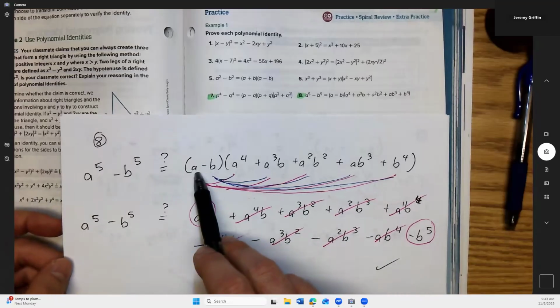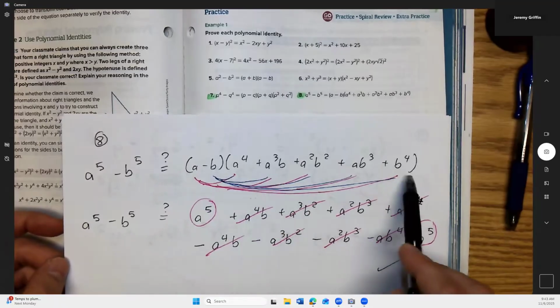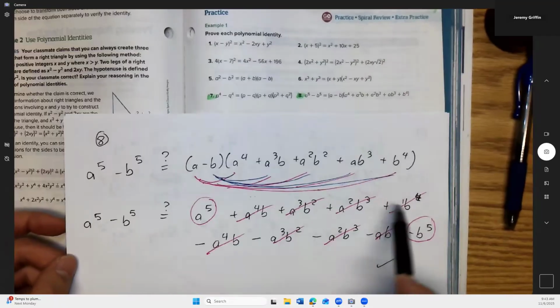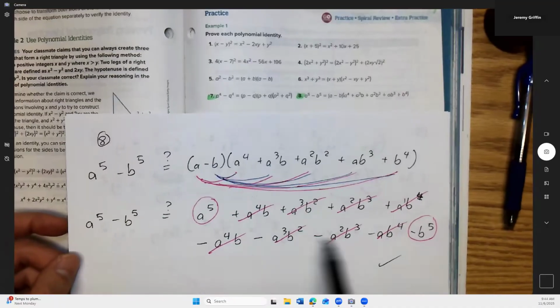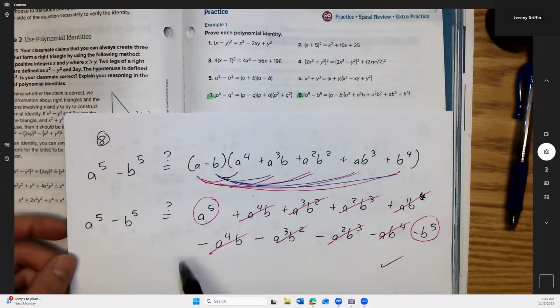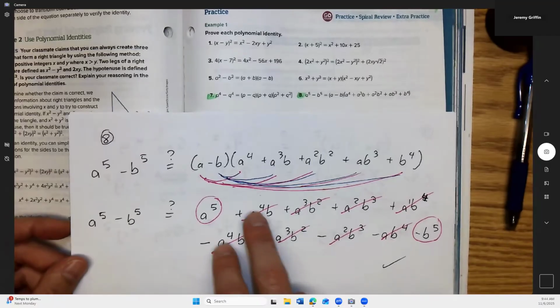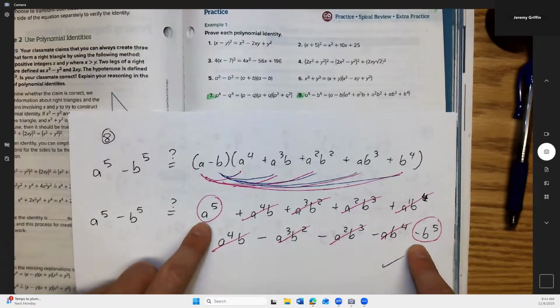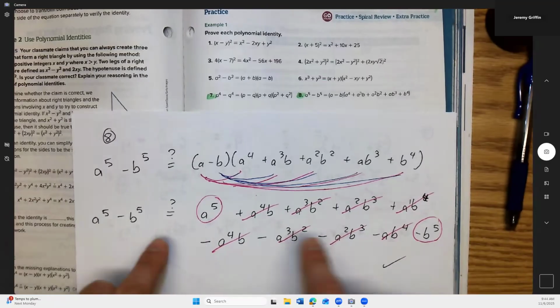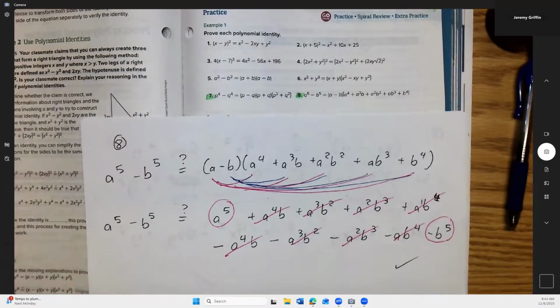So in this case, I did the super distribution. I multiplied this a by all 5 terms in here, got 1, 2, 3, 4, 5 terms, and then multiplied this negative b by 1, 2, 3, 4, 5 terms, and got another 5 terms. So I have 10 terms over here. Now, it turns out that a bunch of these canceled out. These two cancel. So what you're left with is a to the 5 minus b to the 5, which is exactly what the left side looks like. So then you effectively prove this identity.